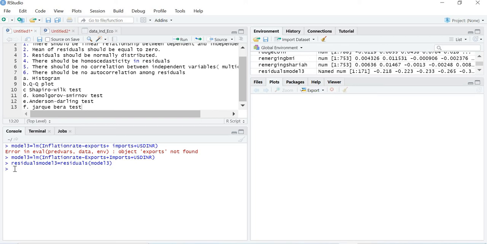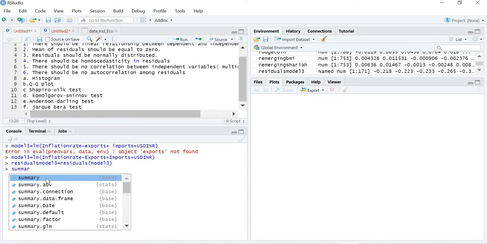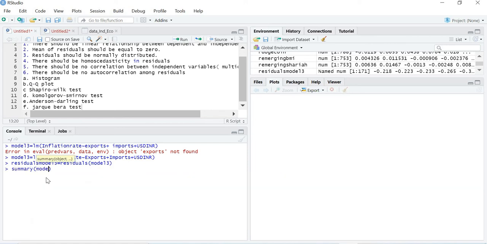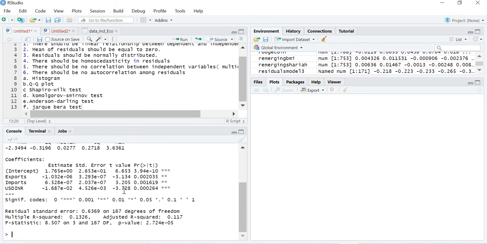Now let's check with the example that we are doing. So let me write summary model 3. From this we are seeing that all the independent variables that I have taken, export, imports and USD INR, they all are significant because the value of P is less than the 5% level of significance. Now by looking at this output, I can say that these 3 variables, export, import and USD INR, are significantly impacting my dependent variable, that is inflation rate.